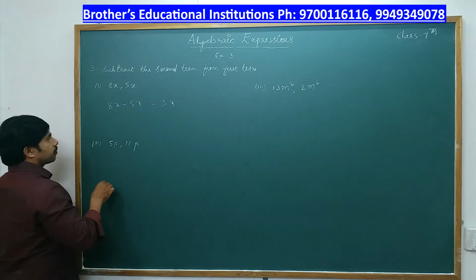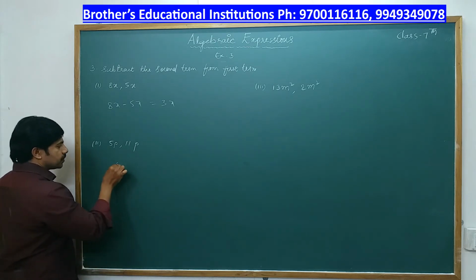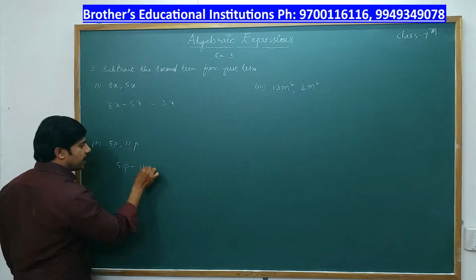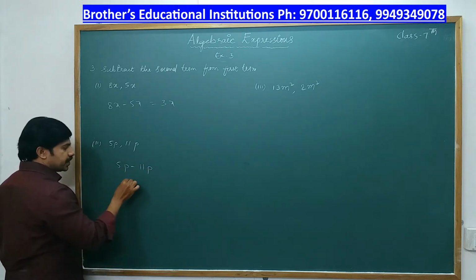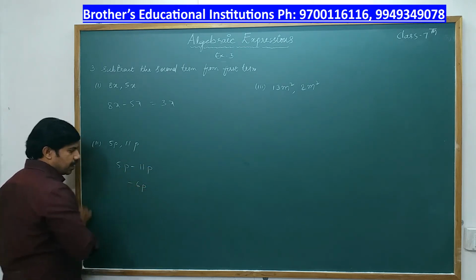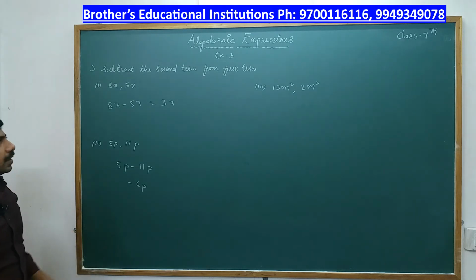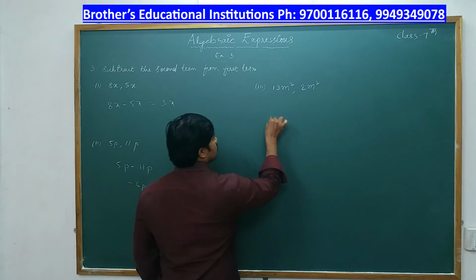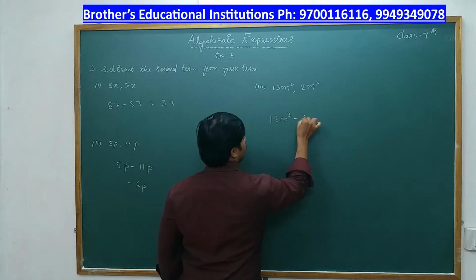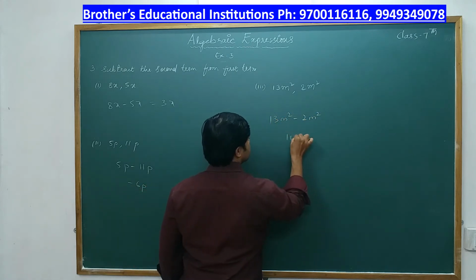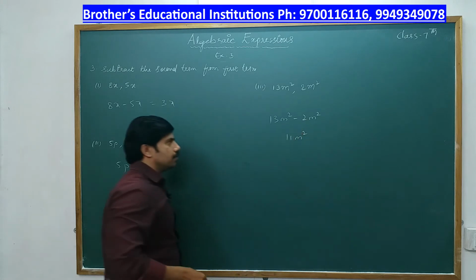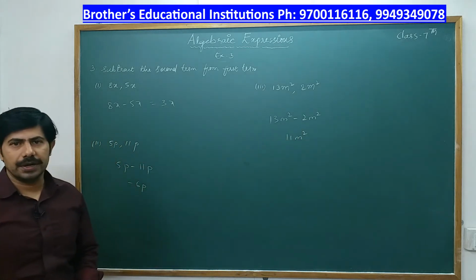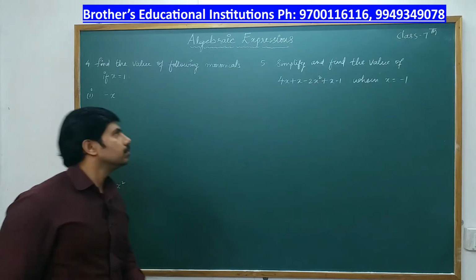Then subtract the second from the first. So 5p minus 11p. 5 minus 11 is minus 6, so it is minus 6p. Then 13m square minus 2m square. So 13m square minus 2m square is nothing but 11m square. This is completed. Next problem.